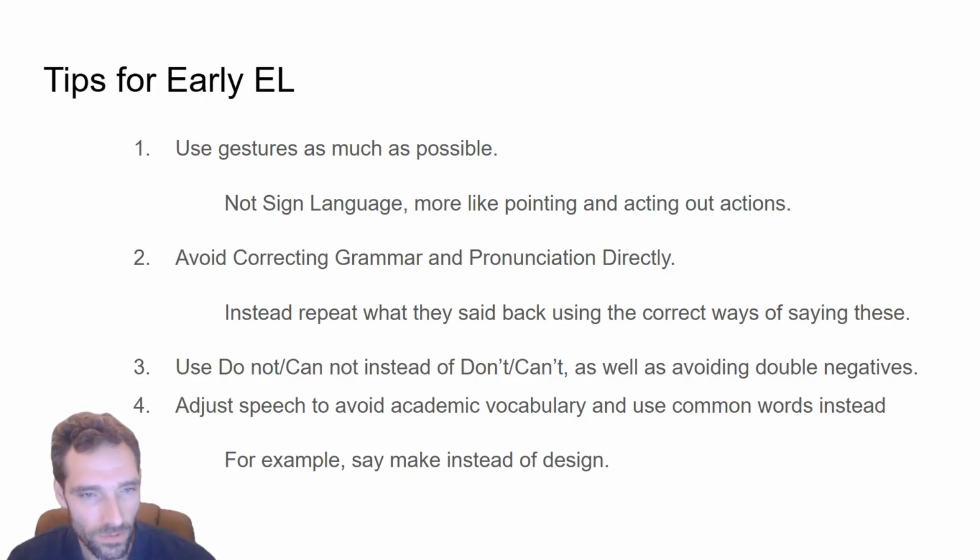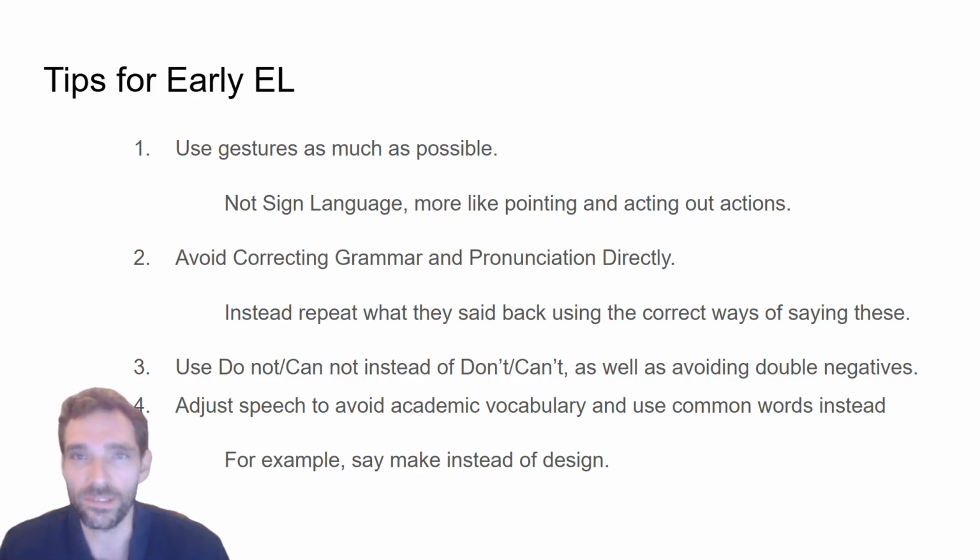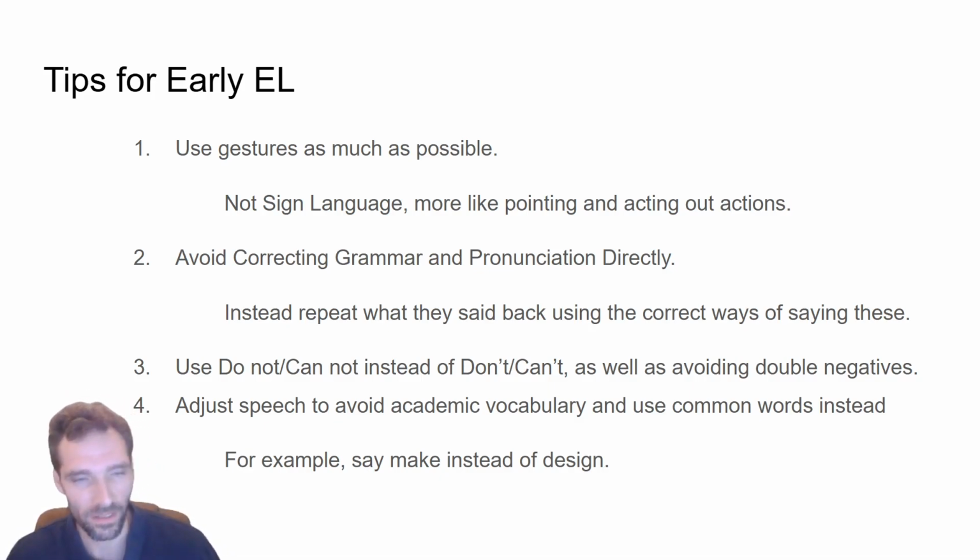And then also using things like do not and cannot instead of using don't and can't. Those are a bit more advanced in terms of learning the English language. A lot of students struggle with that as well as double negatives. Grammar in English is pretty hard, so if you can use shorter sentences with only one negative in them and it's clearly the word not, then that really just helps them a lot.